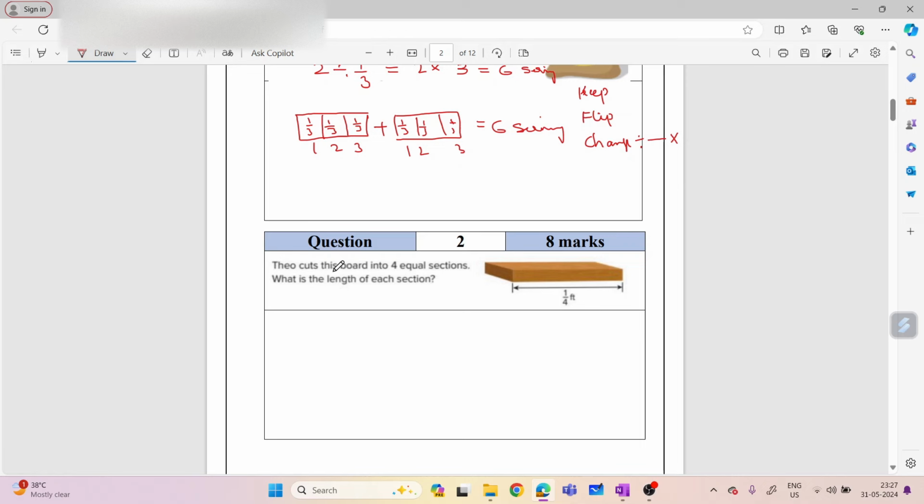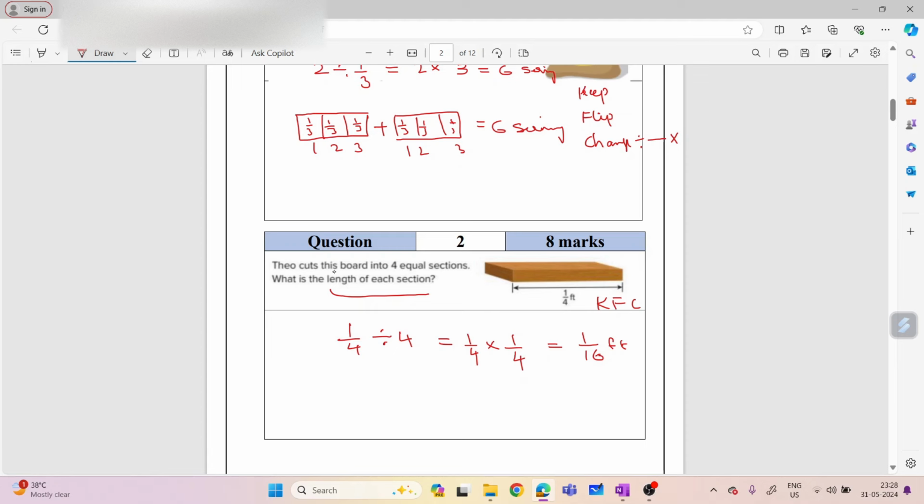Theo cuts the board into 4 equal sections. What is the length of each section? So Theo is cutting the board, whose length is 1/4, into 4 equal sections. Again, KFC rule. What does it say? 1/4, keep the first number as it is. Flip the second number. Change the sign, division to multiplication. So 1 times 1 is 1, 4 times 4 is 16. Each section length will be 1 by 16 feet.